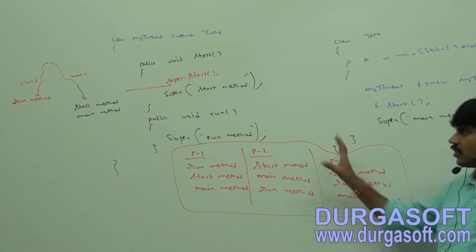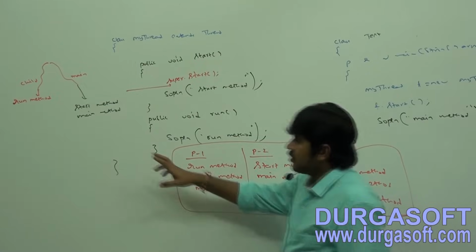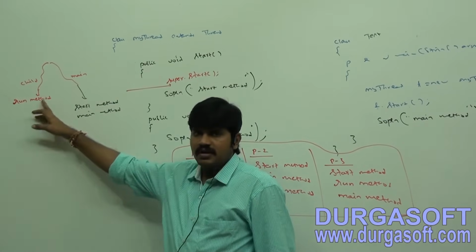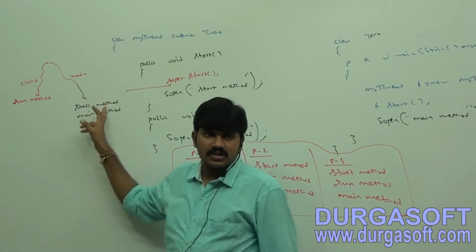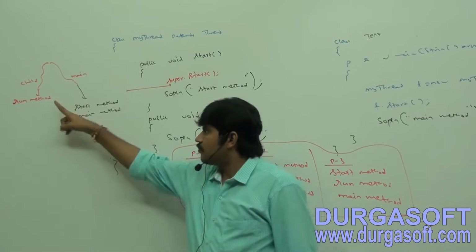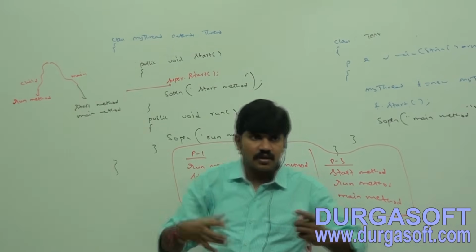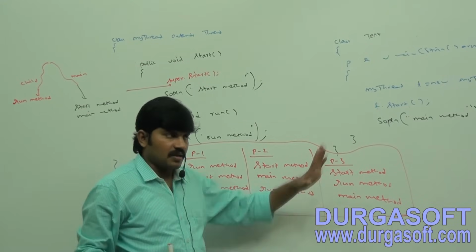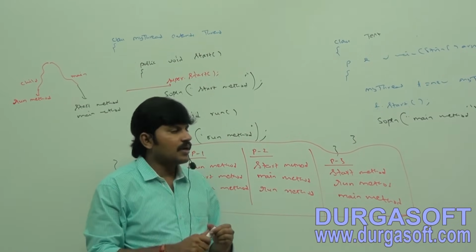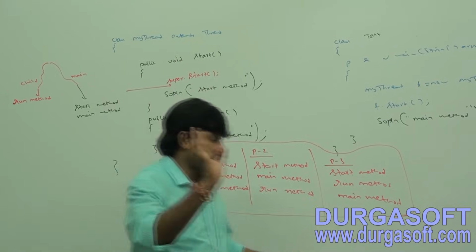These are the only possible outputs for this program, because the main thread and the child thread will both be executed simultaneously, and even in the mixed output only these possibilities are there. Let me run this program and see what output we are going to get. I will show you.